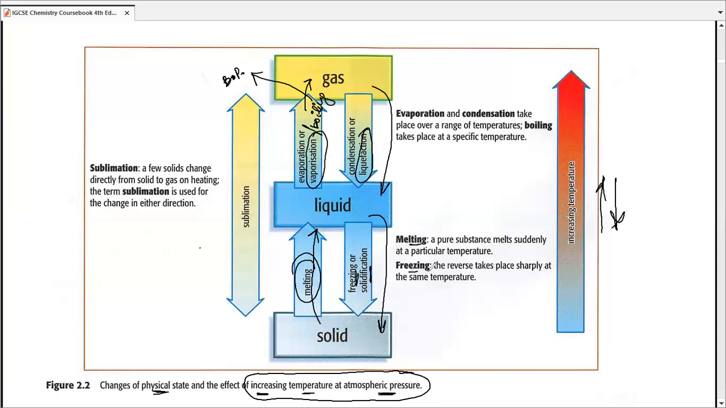Okay, sir. Melting and freezing occur sharply at the same temperature for most of the substances. Boiling also occurs at a specific temperature. However, evaporation and condensation occur at a range of temperatures. Sublimation is something different. Few solids change from solid to gas upon heating or vice versa, so gas to solid upon cooling. They don't usually tend to go to liquid phase. I hope you're clear with the whole diagram, right? Yes, sir. Good. Moving on.